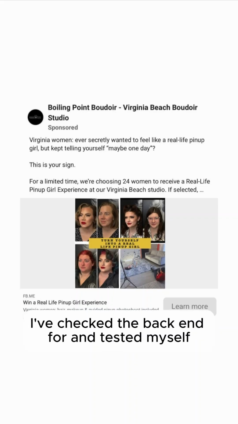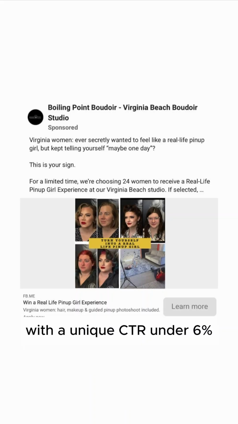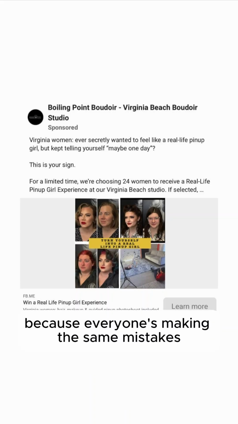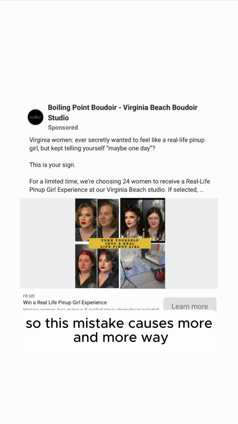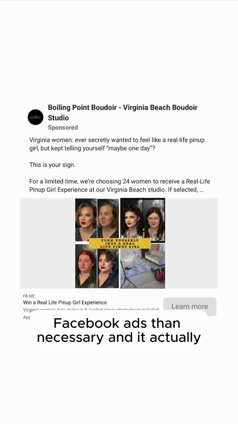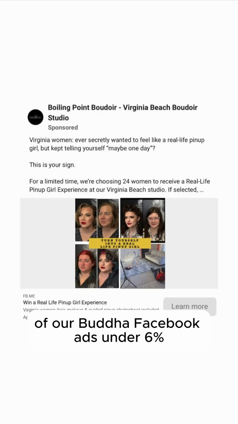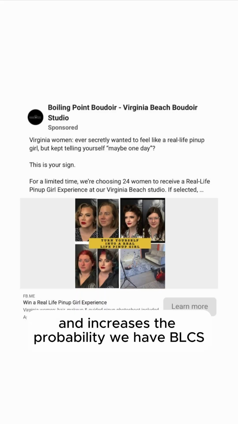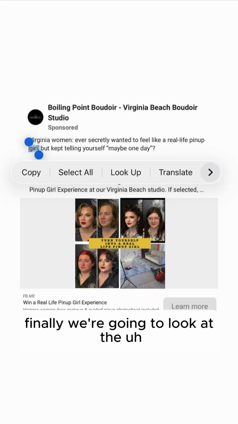Well, every boudoir Facebook ad I've checked the back end for and tested myself has had BLCS, boudoir low click syndrome, with a unique CTR all under 6% because everyone's making the same mistakes as everyone else. So this mistake causes way more women to scroll by our boudoir Facebook ads than necessary, pulls the unique CTR of our boudoir Facebook ads under 6%, and increases the probability we have BLCS, aka boudoir low click syndrome. Finally, we're going to look at the see more headline.